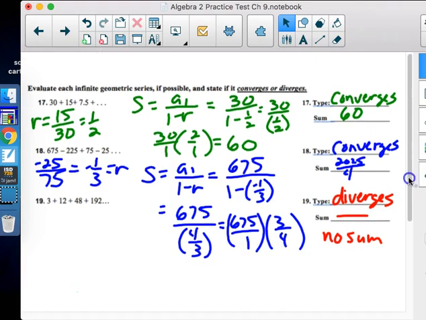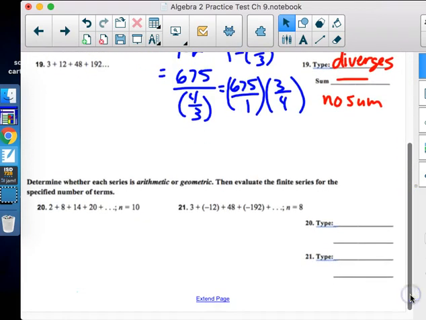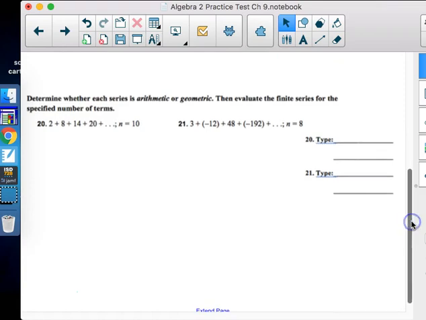Alrighty. Well, that made some headway. Now we're at 20. 20 says it's all up to us. Determine whether each series is arithmetic or geometric. Then evaluate the finite series for the specified number of terms.